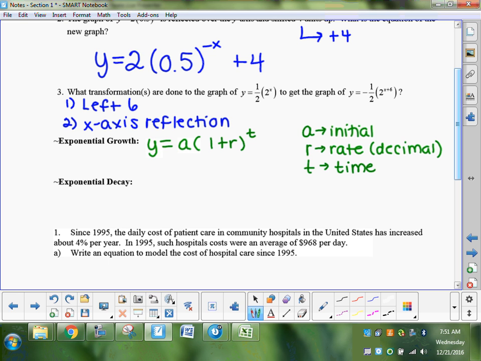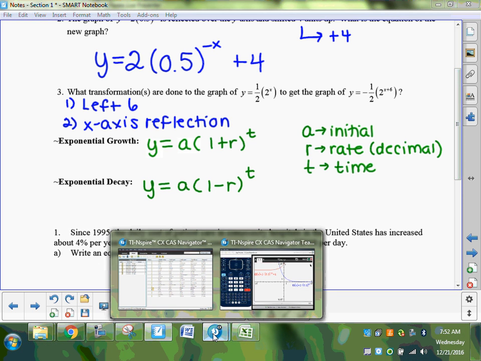Now, if that's growth, what do you think decay would look like? It's a really similar formula, but how would it look different if it decayed? Yeah, for decay, it's going to be the exact same formula except 1 minus the rate. And it should make sense to you, because let's do this. Go to your computational screen.